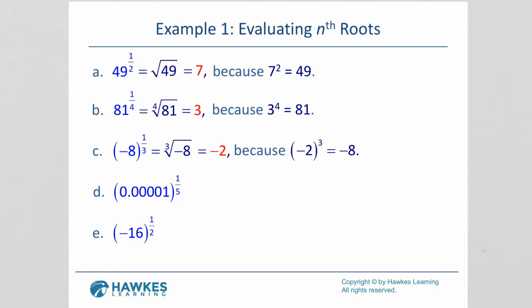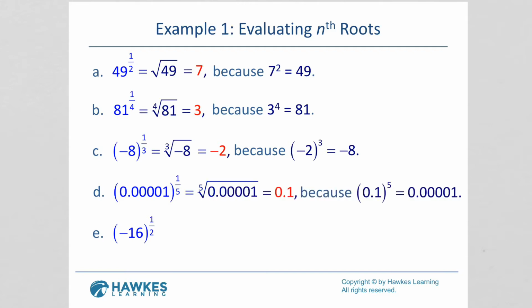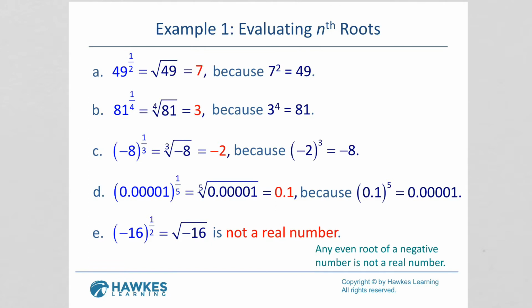1d, 0.00001 to the 1/5 is equal to the 5th root of 0.00001, which is equal to 0.1, because 0.1 to the 5th power is 0.00001. 1e, -16, that quantity, to the 1/2 power, is equal to the square root of -16, which is not a real number. Any even root of a negative number is not a real number.